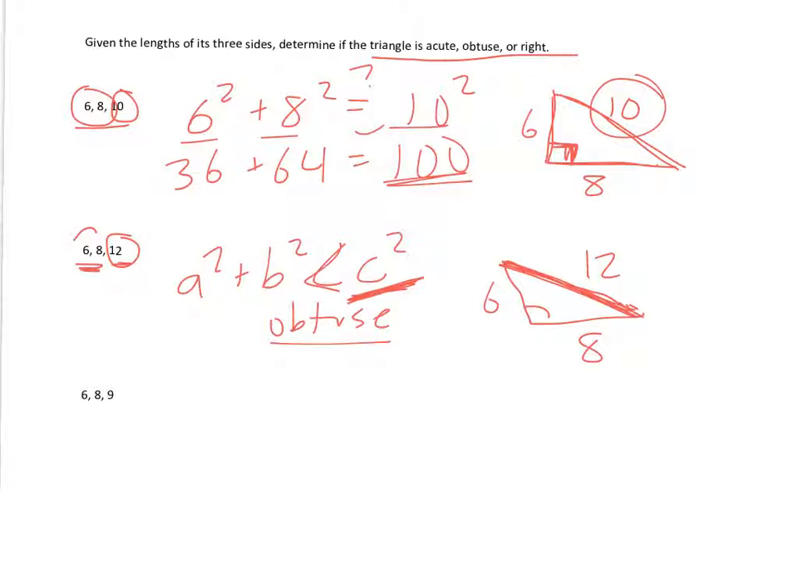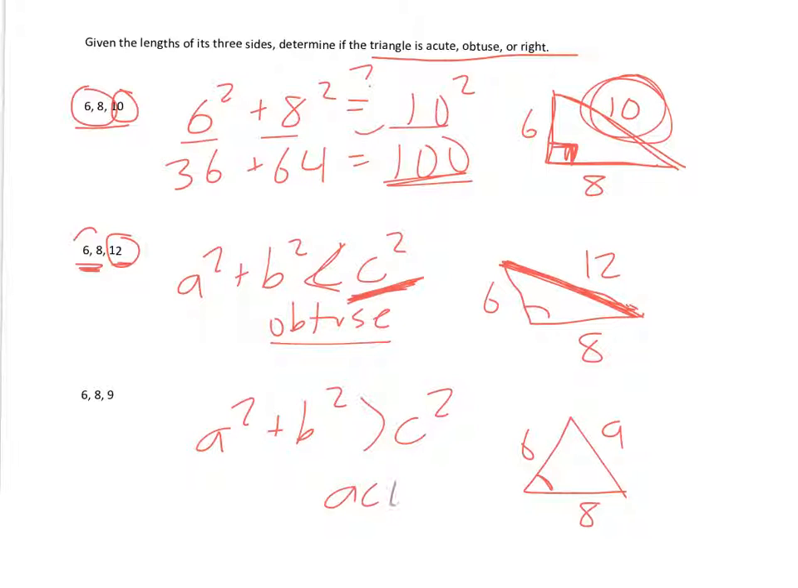Alternatively, we have our 6 and 8. What if we shrank this 10 to a 9? That would shrink the triangle a little bit, and it would be acute. So if a squared plus b squared is greater than c squared, then it's going to be an acute triangle. And that's how we classify these triangles. We just have to take the longest side and compare it to the two shorter sides. So let's see this in action.